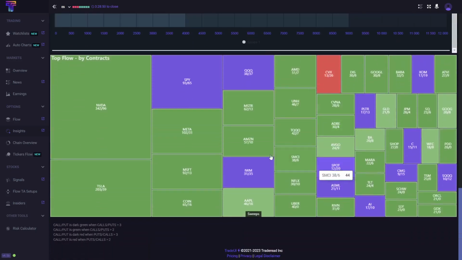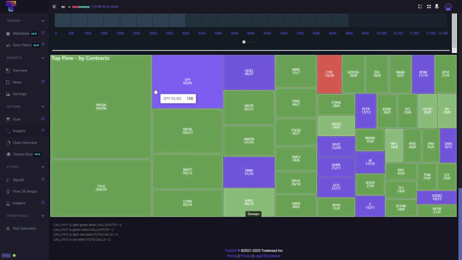And lastly, if you want to look at something else we have, is the overall top flow by contracts. This is a heat map that's constantly changing throughout the trading day that shows you a quick glance of the total call sweeps versus the total put sweeps for any individual stock. In this case, NVIDIA has had 342 call sweeps and 96 put sweeps today.